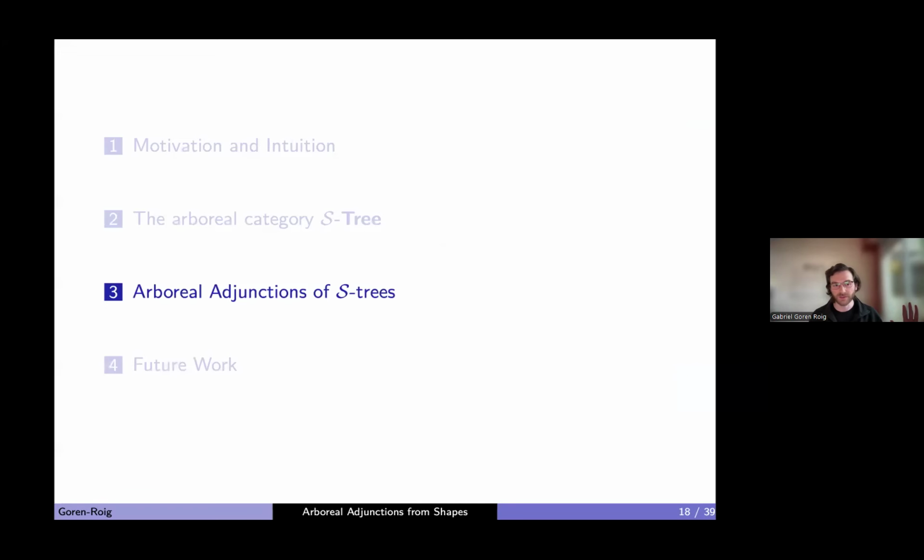So that's it. That's for the first statement. So we have an arboreal category. That's one half of what I wanted to show you, right? The other half is the more interesting part where you say, well, how does this arboreal category relate potentially to some categories of interest?